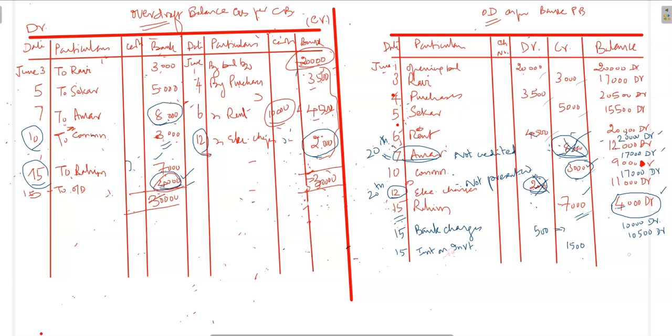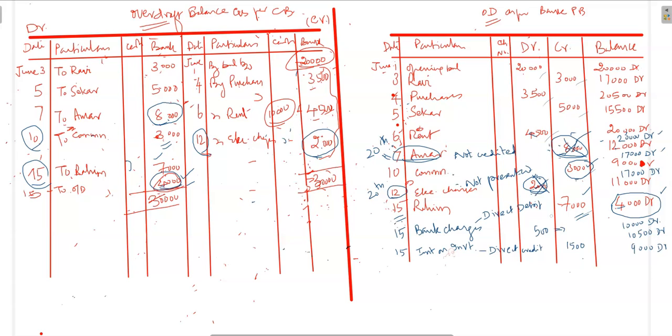So this will reduce your OD balance. So it should be 9,000 rupees that will be your final OD balance, taking into account this direct debit, and this interest on investment is a direct credit. It is given effect only in passbook, not in cash book.